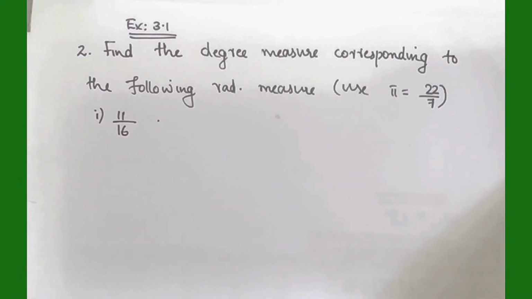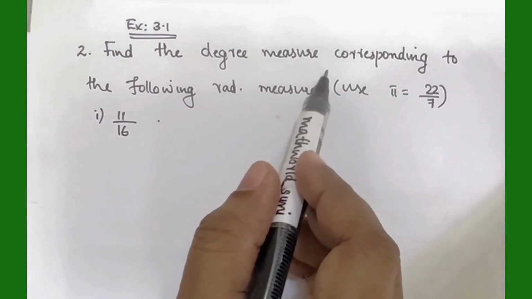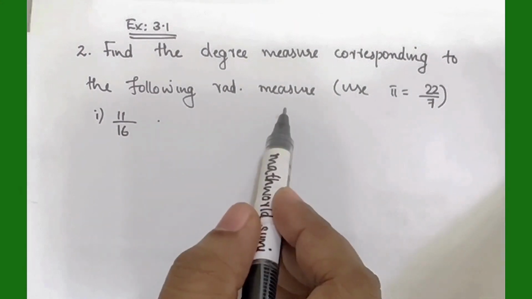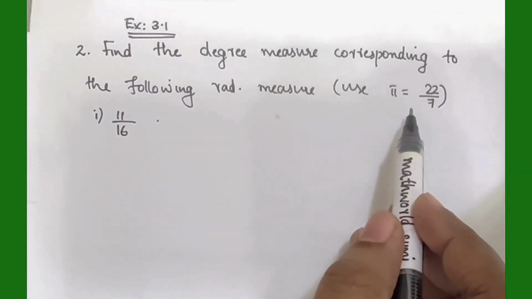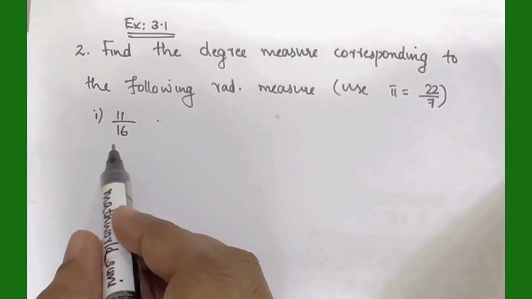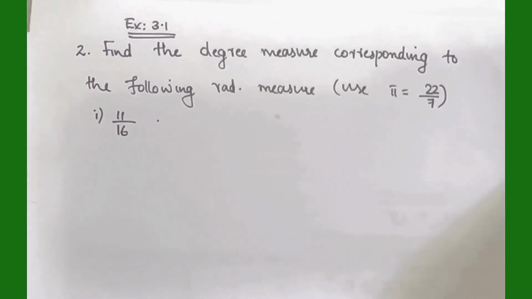Hello everyone, today we are going to do the conversion of radian measure to degree measure. This is from the exercise questions in trigonometry, exercise 3.1, question number 2. Find the degree measure corresponding to the following radian measure. Use pi equal to 22 by 7. First question: 11 by 16.